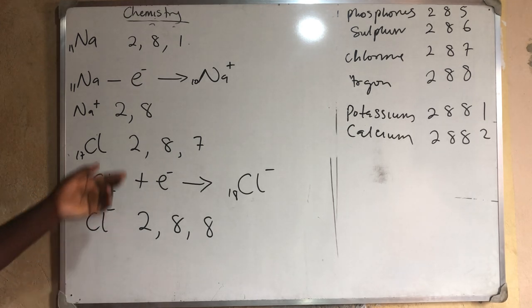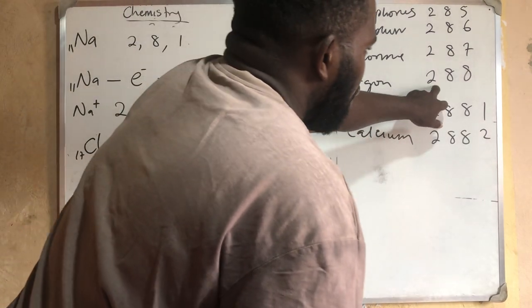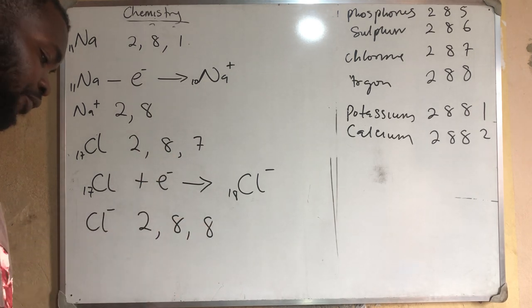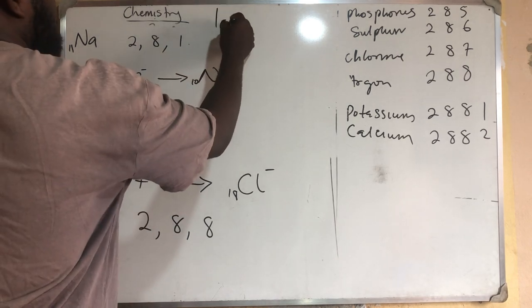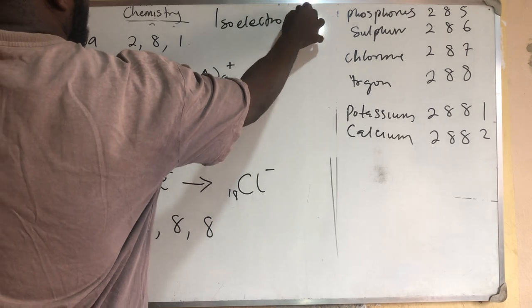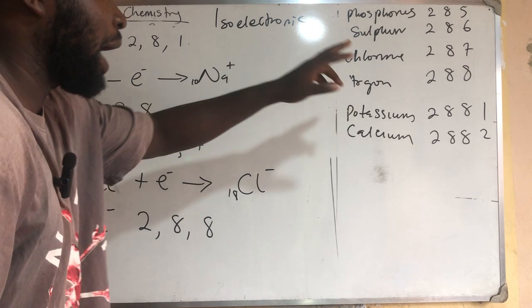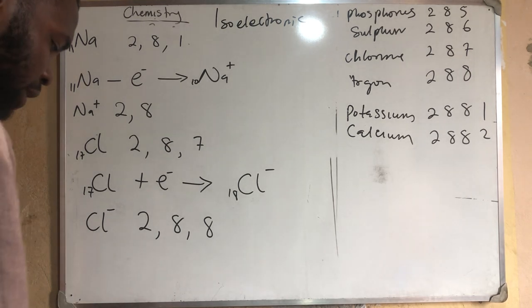Another thing you need to observe is that the electronic configuration of ions can be the same as that of a noble gas. If you look at the noble gas argon, argon is 2.8.8, and the same with the chloride ion, 2.8.8. So they have similar electronic configuration, and any atoms or ions that have similar electronic configuration are said to be isoelectronic. Please, don't forget that. That is very, very important. So you have to say that chloride ion and argon are isoelectronic because they have similar electronic configuration.